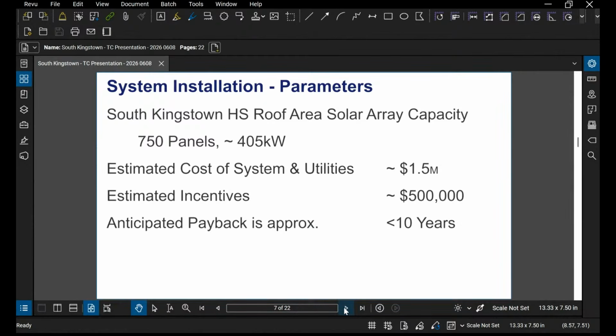We do know we can fit about 750 panels on the roof, generate about 450 kilowatts of power. We would anticipate that the estimated cost of the system plus utility connections would be in the neighborhood of about $1.5 million. Estimated incentives would be about $500,000, and again, the anticipated payback is approximately less than 10 years.